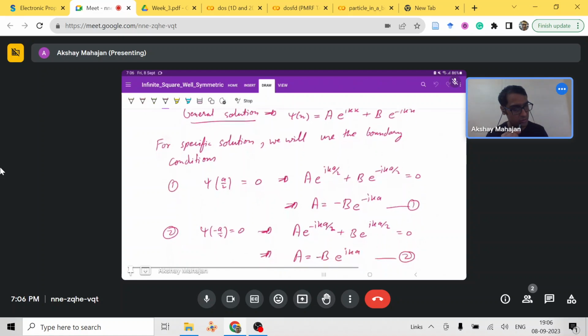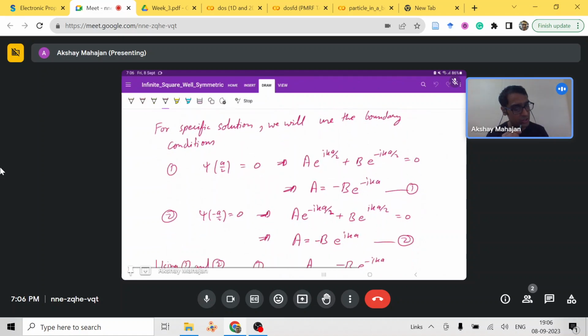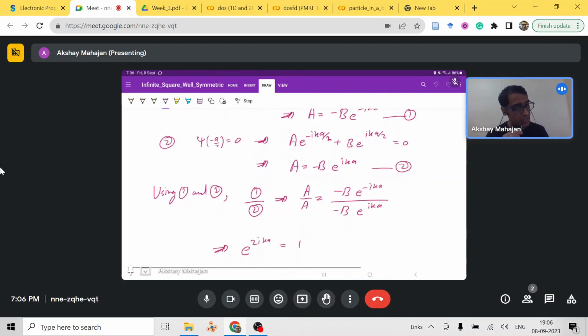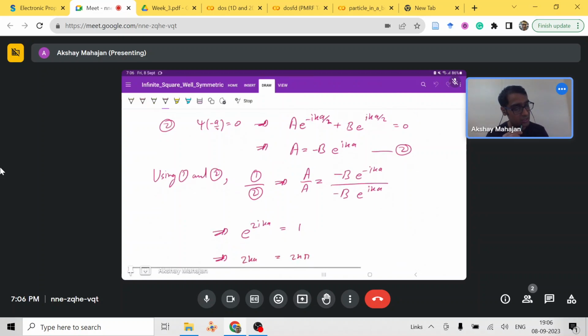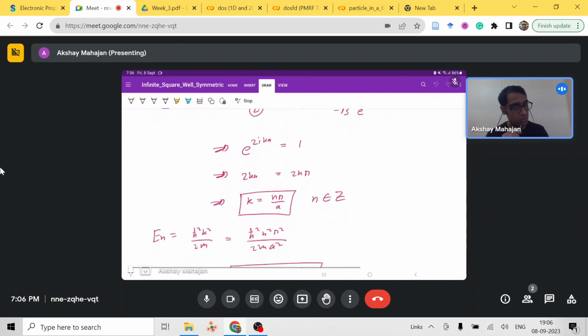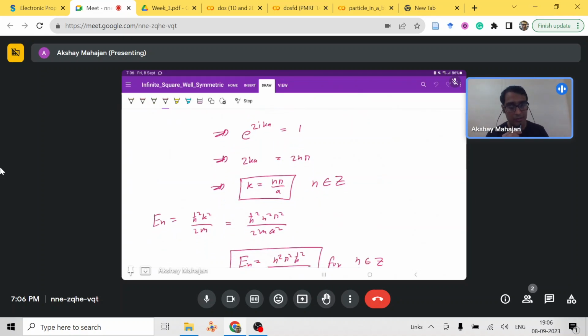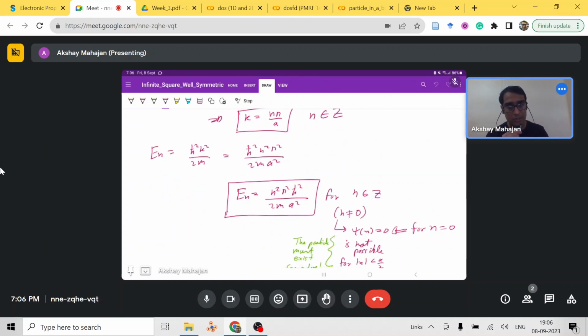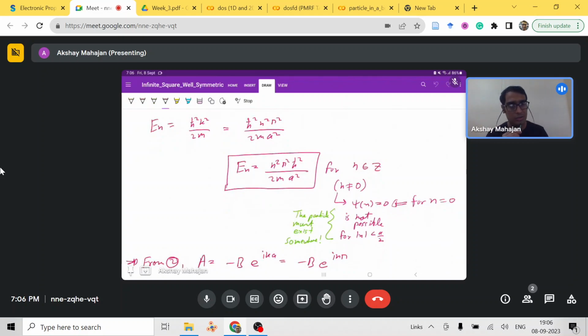For the specific solution, we apply our boundary conditions, which give us these conditions. Using 1 and 2, we get the relation e to the power 2 iota ka equals 1. So 2ka will equal 2n pi, and thus k equals n pi by a, where n belongs to the integers. Then our E values, h square k square by 2m, can be written like this, similar to our previous case of the infinite square well from 0 to a.